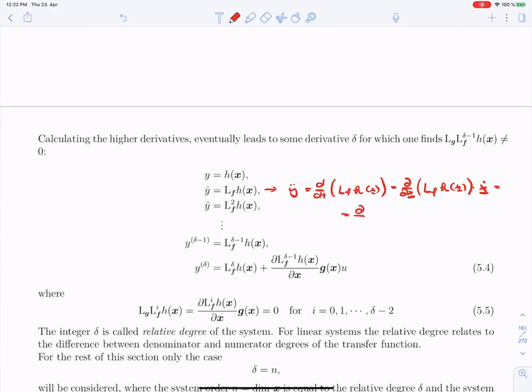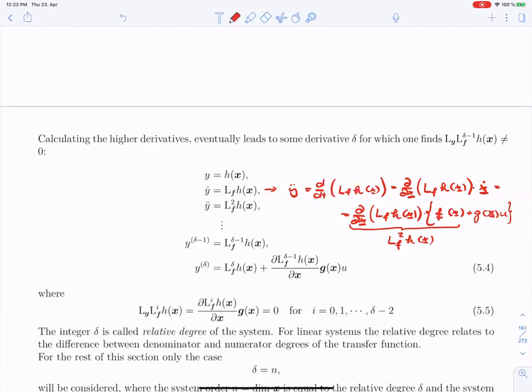And that would be d over dx. So again, this is the gradient of this Lie derivative that we've just computed. So this here is a gradient, okay, times f of x plus g of x times u. And then we could easily define this to be L_f squared h of x. So L_f squared h of x is simply obtained by consecutive evaluation of this derivative, if you want.